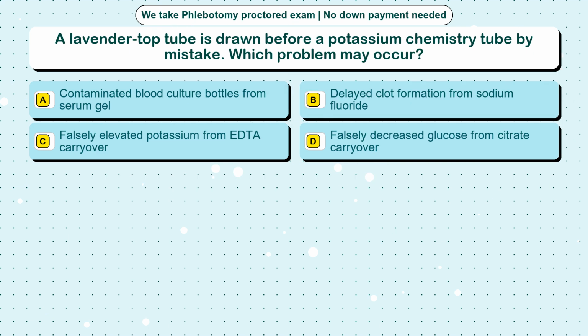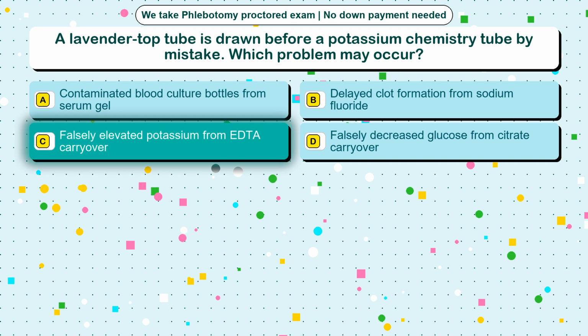Question 95. A lavender top tube is drawn before a potassium chemistry tube by mistake. Which problem may occur? Option A. Contaminated blood culture bottles from serum gel. Option B. Delayed clot formation from sodium fluoride. Option C. Falsely elevated potassium from EDTA carryover. Option D. A falsely decreased glucose from citrate carryover.